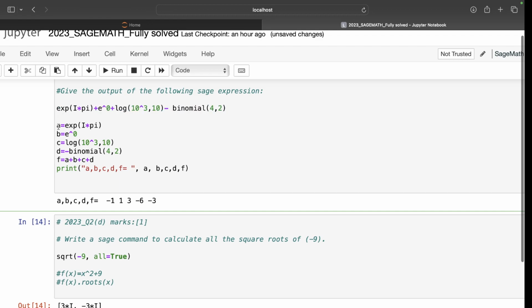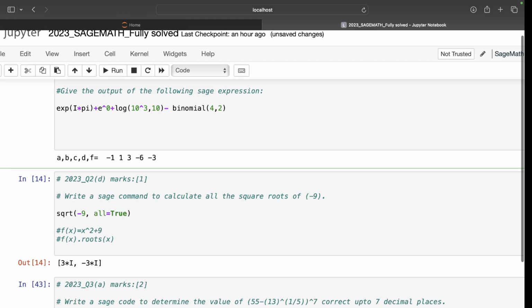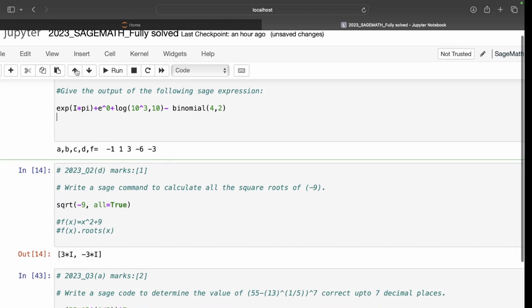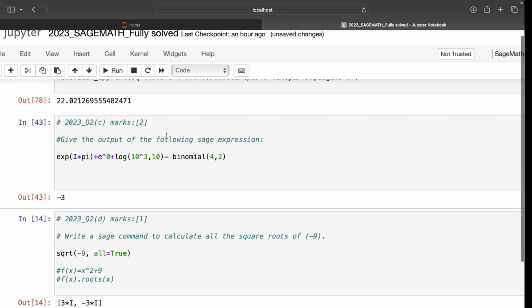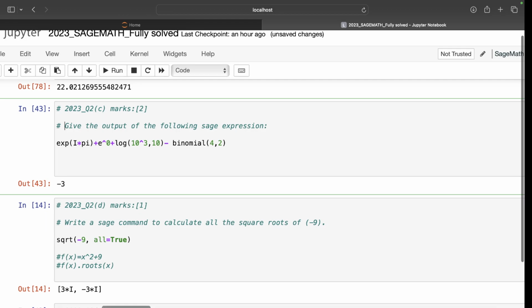So I remove the hashtag before the original answer, and again put a hashtag on this command line. Actually, we can delete this. I run, so the answer is -3. So the correct output is -3.